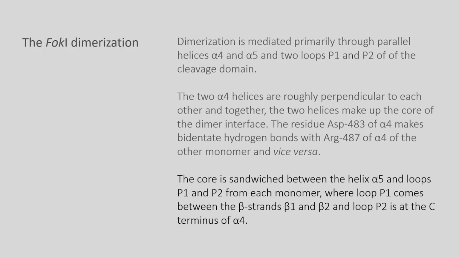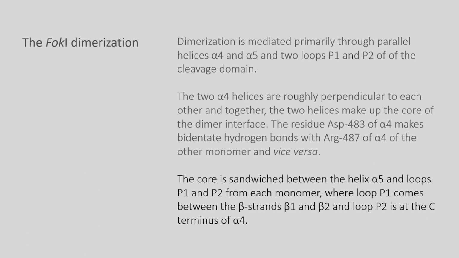As already told to you, the dimerization is primarily mediated through parallel helices alpha 4 and alpha 5 and two loops P1 and P2 of the cleavage domain. The two alpha 4 helices are roughly perpendicular to each other, and together the two helices make up the core of the dimer interface. The residue ASP 483 of alpha 4 makes bidentate hydrogen bonds with ARG 487 of alpha 4 of the other monomer and vice versa.